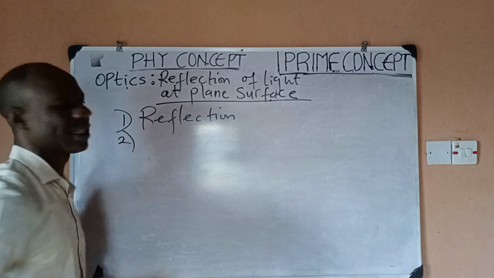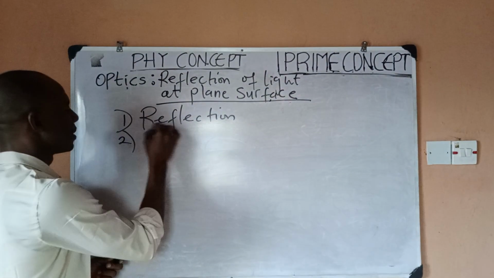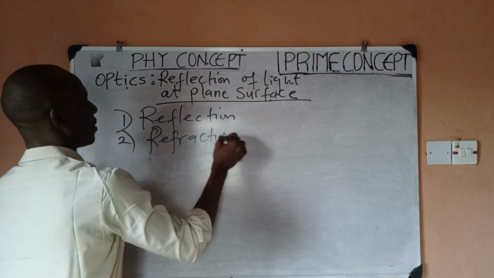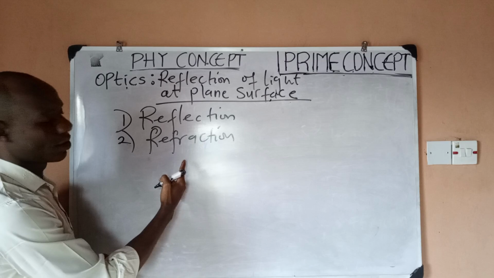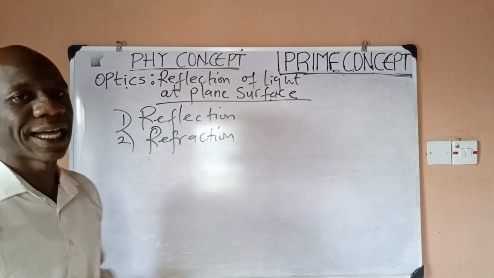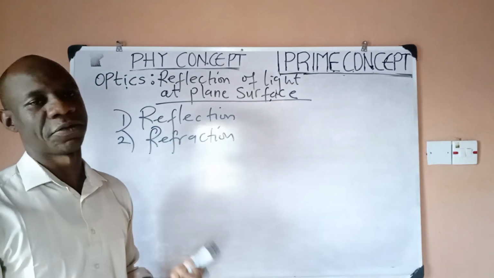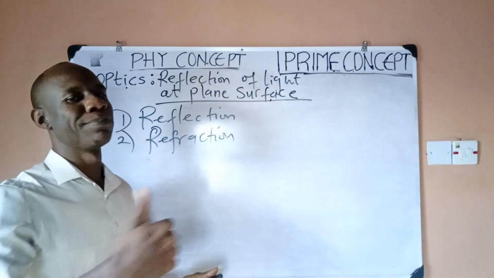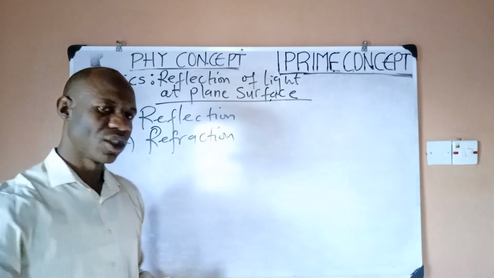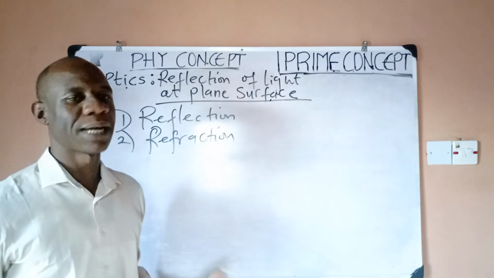Number two, another thing that would happen to light when it is incident is refraction. Take note, reflection and refraction are not the same. So what do you mean by refraction? Refraction is simply the bending of a light ray as it crosses the boundary between two different media. That is refraction. We'll study this in a later part of this course.